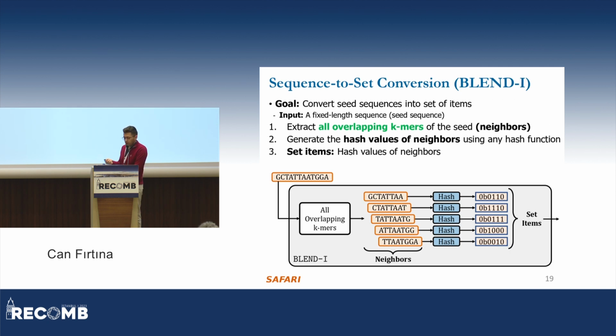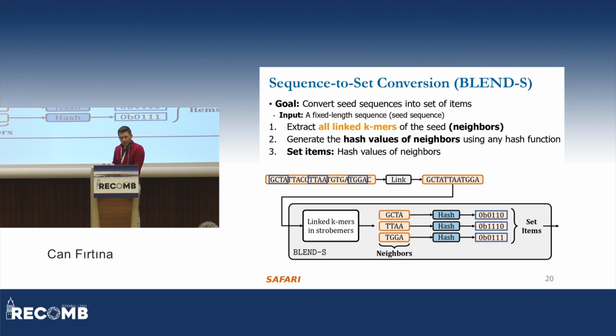I'll quickly go over the first seed conversion mechanism, BLEND-I. We take the sequence and extract all overlapping k-mers from the sequence. We call these neighbors, and then we hash them, and we use these hash values as the set of items in the SimHash.